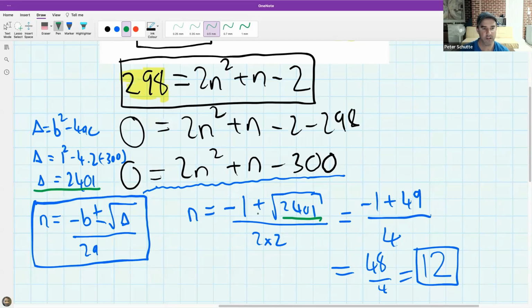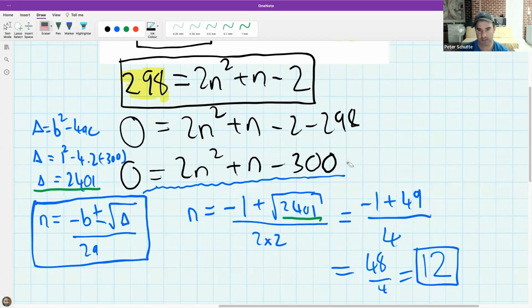Now, you're quite correct to notice that suddenly there's no negative here anymore. But because I was solving for a positive n value, n had to be like the number in the list, or like the 12th term or the 15th term, I was ignoring the negative because I knew I couldn't have a negative final answer. And so I just went minus 1 plus the square root of 2401.